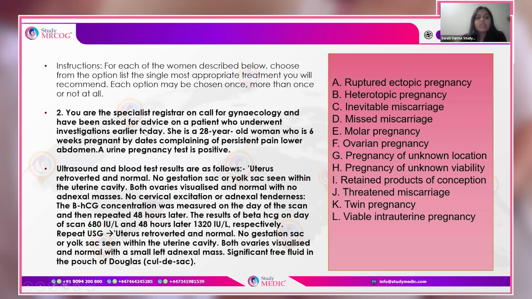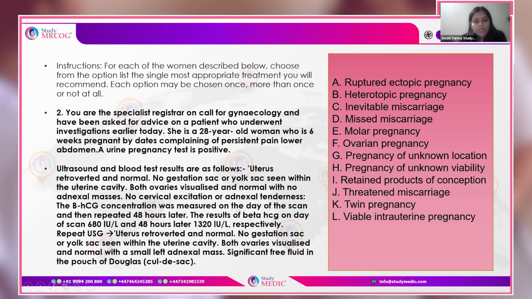Coming to the next question. You are the specialist registrar on call for gynae and have been asked for advice on a patient who underwent investigations earlier today. Again, similar to the above question. She is 28 years old, 6 weeks pregnant by dates, complaining of persistent pain in the lower abdomen. A urine pregnancy test is positive. Ultrasound and blood test results are as follows. Uterus retroverted and normal. No gestational sac or yolk sac within the uterine cavity, both ovaries visualized and normal with no adnexal masses, no cervical excitation or adnexal tenderness.